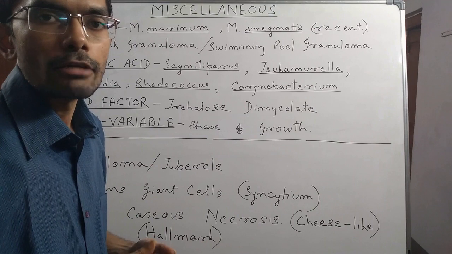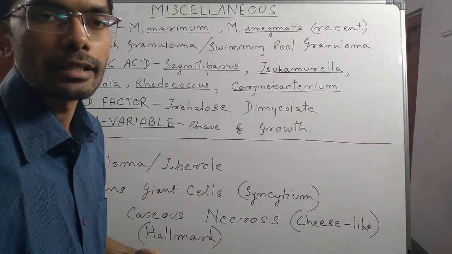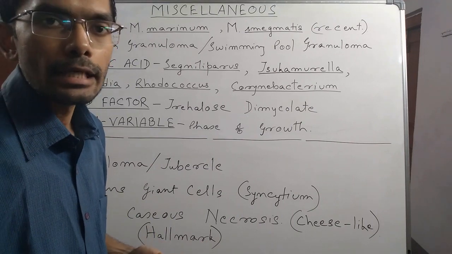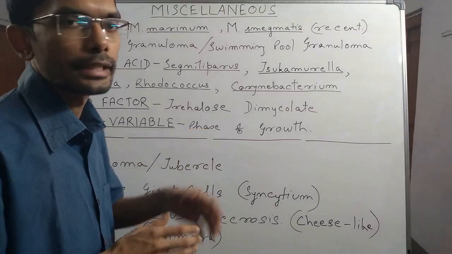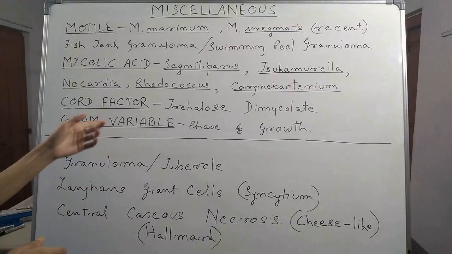Mycobacterial cell walls have many features common to both gram-positive and gram-negative cells, and their staining pattern depends on the phase of growth they are in. Hence, they are also called gram-variable.